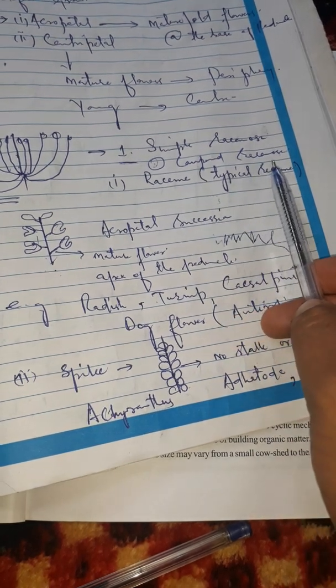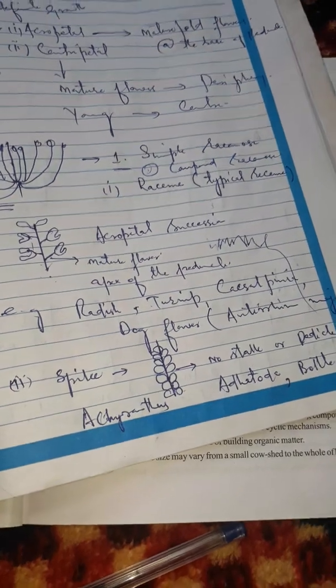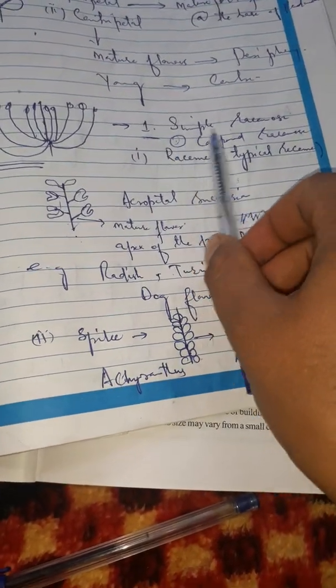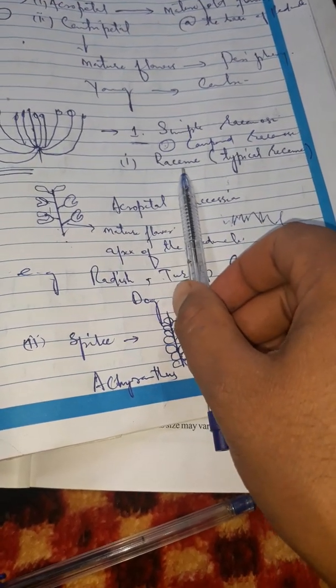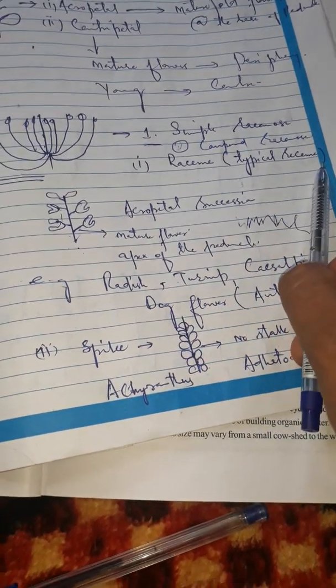And in case of the compound racemose inflorescence, we see the peduncle becomes compound or branched. Now there are 10 different types of simple racemose inflorescence. One is called the raceme, or it is also called a typical raceme.